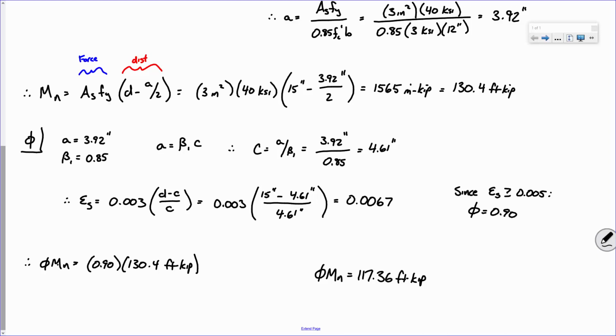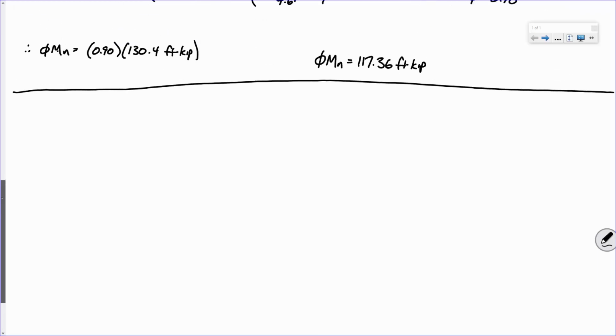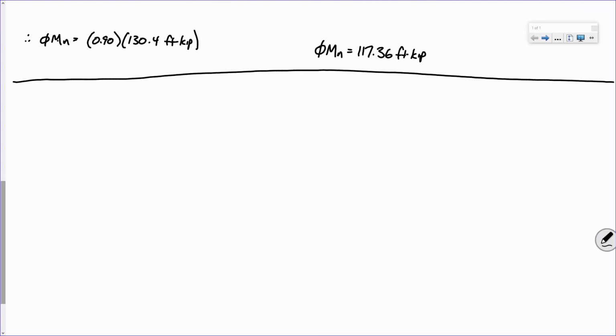Okay, so let's see if we can remember what's going on there. I'm going to strike a line. Back to our fundamental basics of design. Phi Mn has to be greater than or equal to Mu. Remember that? In other words, the resistance, how much the beam can support, must be greater than or equal to the loads that we're subjecting to it.